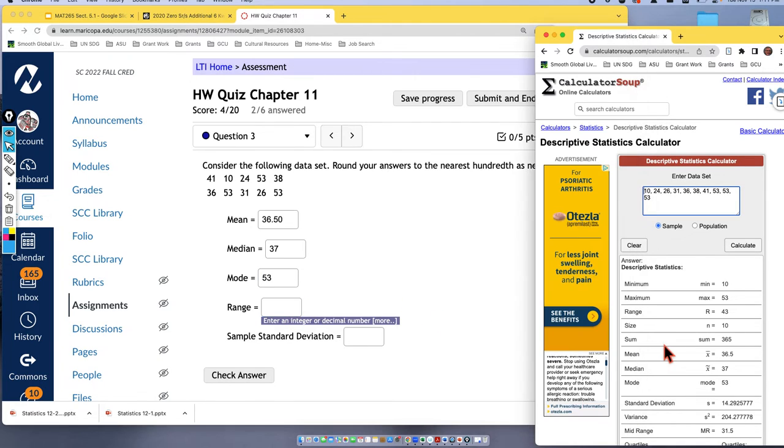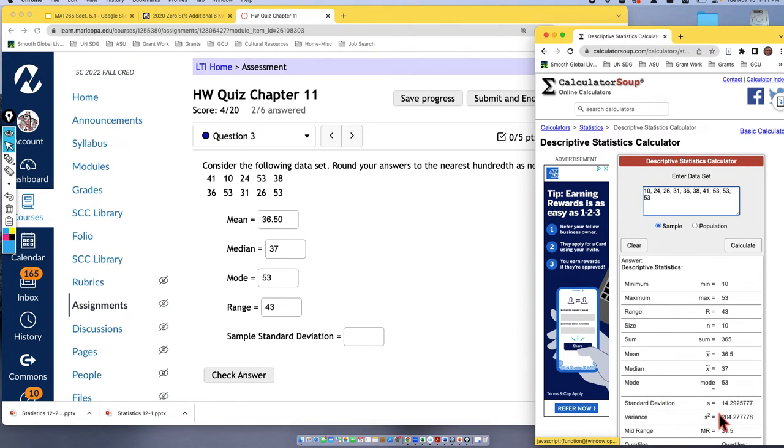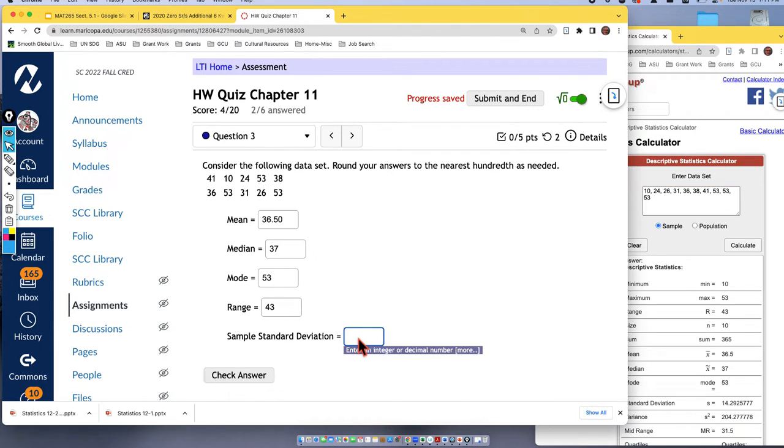Range is 43, and remember, how did they get the range? They took the biggest minus the smallest. Again, we didn't even have to find it. The calculator will do it for us. So sort of understand. And then the sample standard deviation, they did that calculation. Yeah, this is going to be 14.29. There's a 2 after the 9. It's kind of small. 14.29. So round it to the hundredths place. That's 2 decimal places. 14.29.